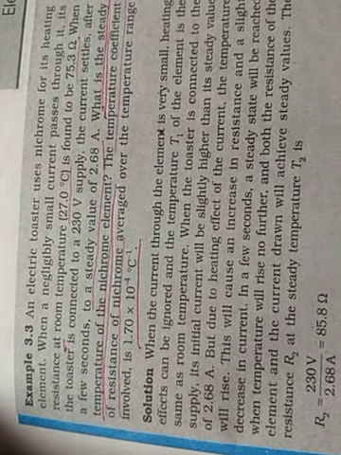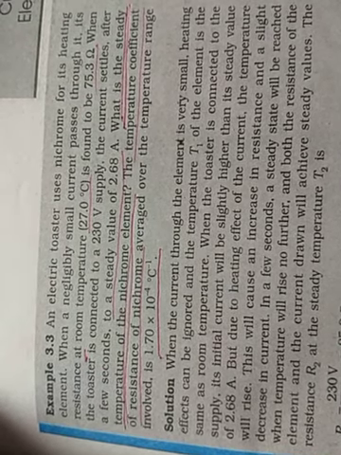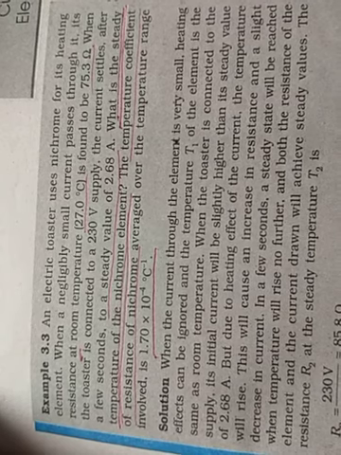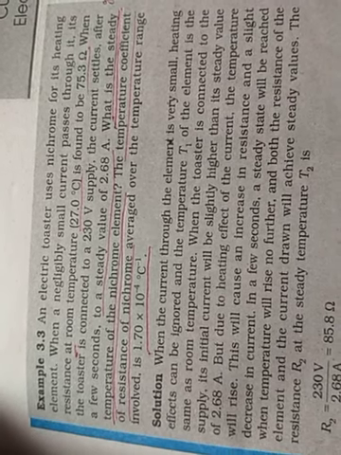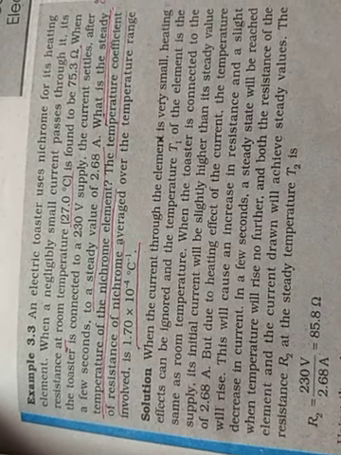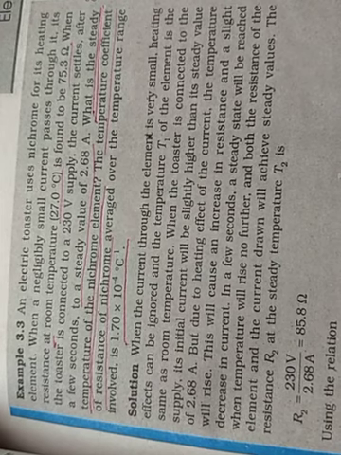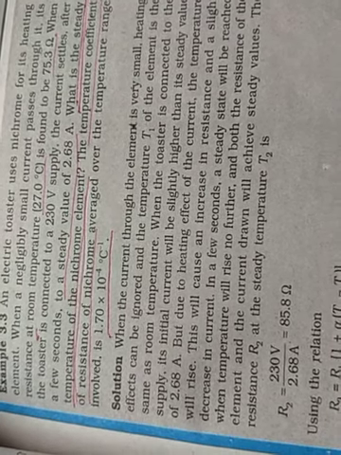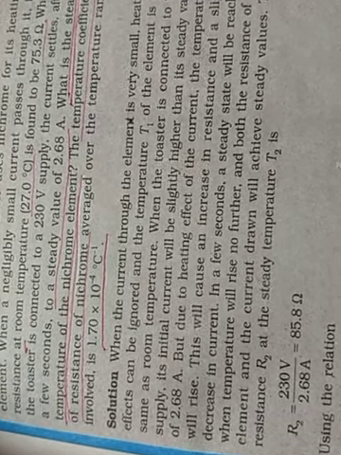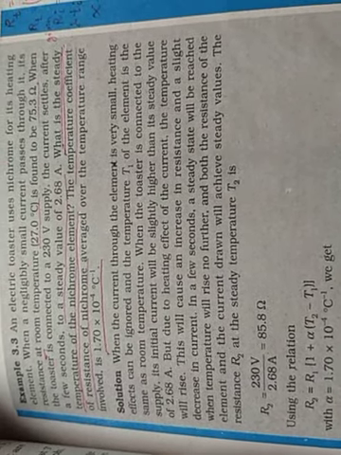When the toaster is connected to a 230 volt supply, the current settles after a few seconds to a steady value of 2.68 ampere. Now we have to find the steady temperature of the nichrome element. The temperature coefficient of resistance of nichrome, averaged over the temperature range involved, is 1.7 into 10 power minus 4 per degree Celsius.